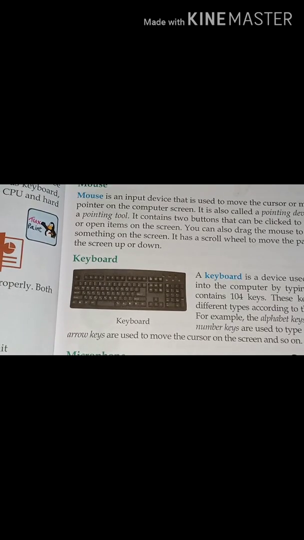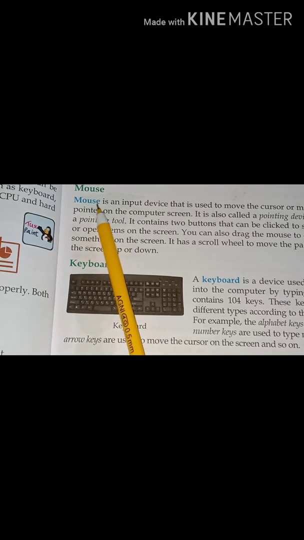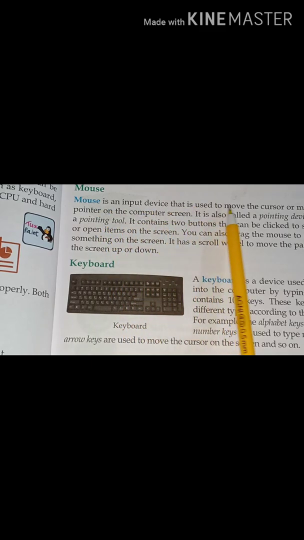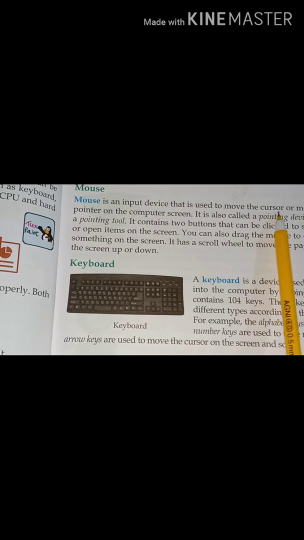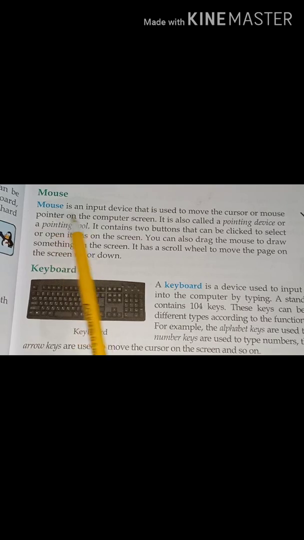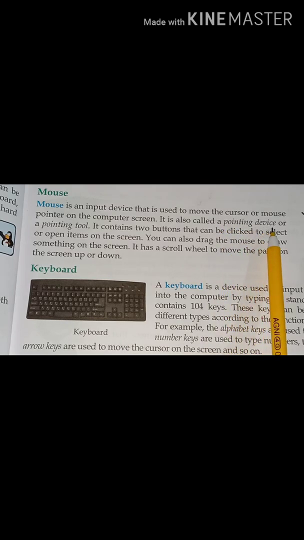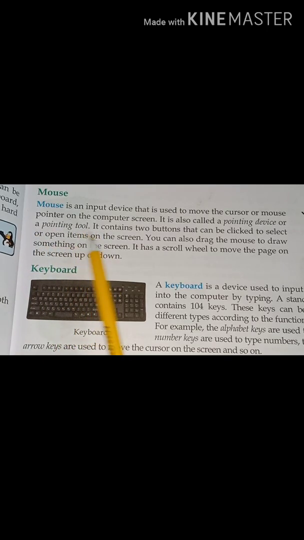Mouse. Mouse is an input device. Mouse is also used to input data. Mouse is an input device that is used to move the cursor. Have you seen the cursor, or mouse pointer on the computer screen? It is also called pointing device. Mouse is also called pointing device or a pointing tool. It contains two buttons that can be clicked to select or open items on the screen.